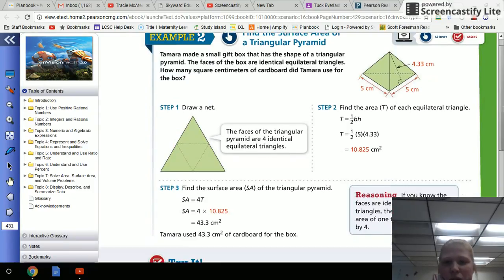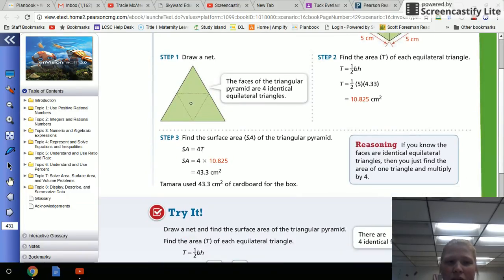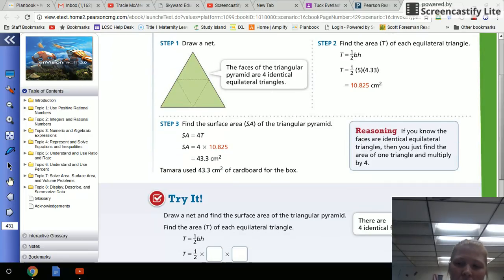Okay, looking at example 2, now we have a triangular pyramid, sorry, where we have a triangle on the bottom, so we have to find the area of the triangle, and all of these will have the same area as well. You have to take the base times the height here to get the area of all the triangles. Multiply that times 4, and you would get 43.4. Remember, you find the area of a triangle by finding the base times the height and then dividing that by 2.